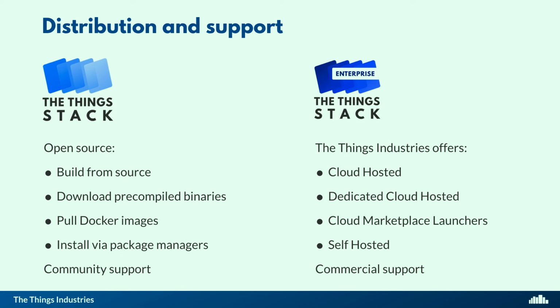So if you go to the marketplace, you can find our listing, you can click launch, and you launch our enterprise stack in your own AWS account. And all the billing goes via AWS. And finally, we have self-hosted. So if you have your own infrastructure, we can give you all the binaries and the licenses to do that. And obviously, we have commercial support here. So it's not going to be a sales pitch, but these are the differences between our distributions.